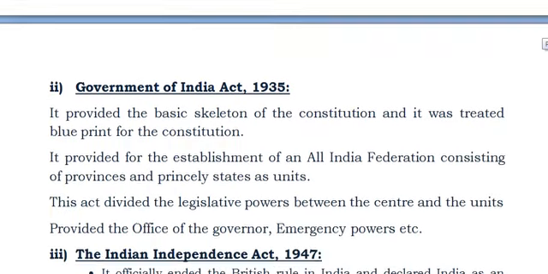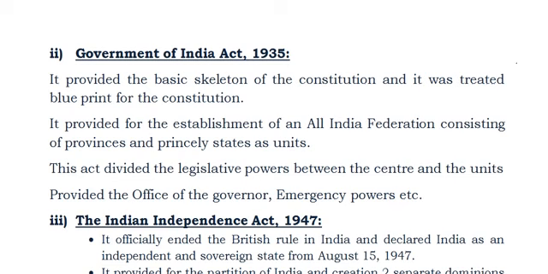The second thing that we need to discuss is the Government of India Act 1935. What did it state? The Government of India Act 1935 is very important for our Indian Constitution, friends, because it provided the basic skeleton of the Constitution and was treated as the blueprint of the Constitution. When our Constitution makers thought of having a Constitution, they directly referred to the Government of India Act 1935 first. That is the importance of this Act.